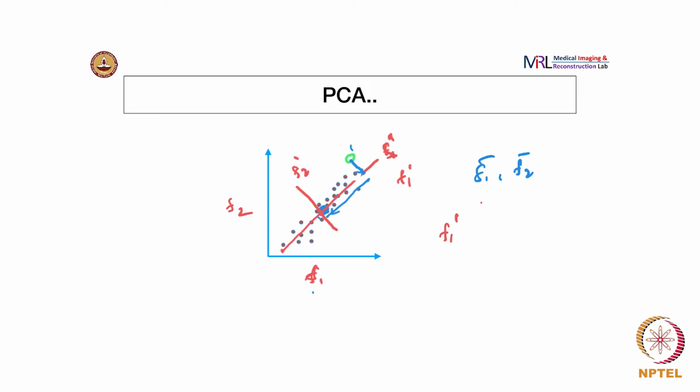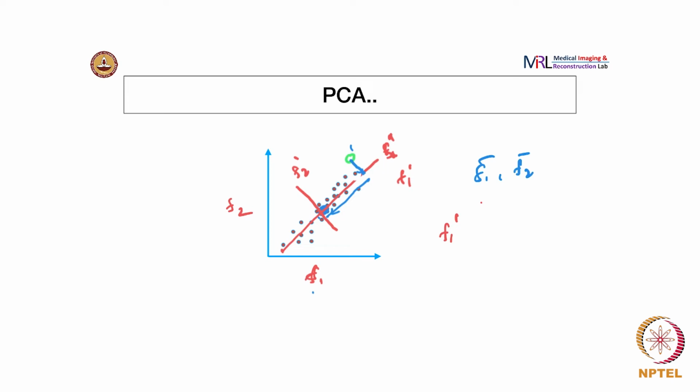Now with the new coordinate system where you are translated and rotated, we just need f1 prime. So we have reduced the dimensionality from 2 to 1. This is precisely what PCA does. Another thing it has done is to decorrelate, in the sense that f1 prime is not correlated to f2 prime at all.